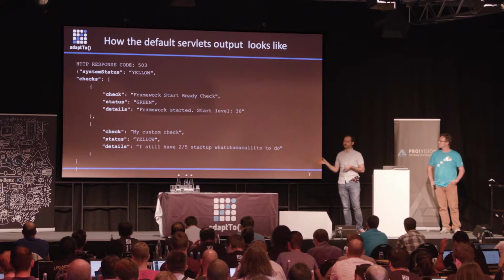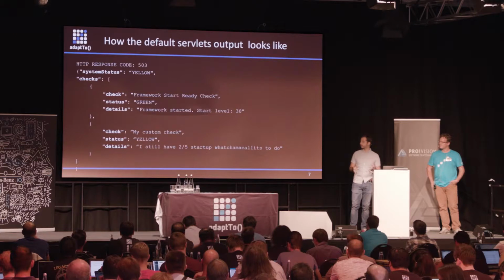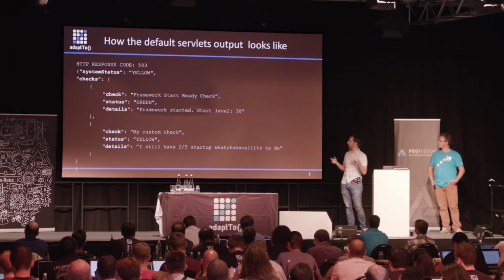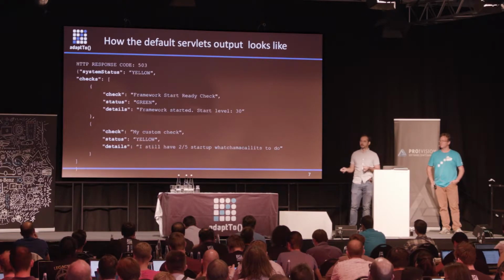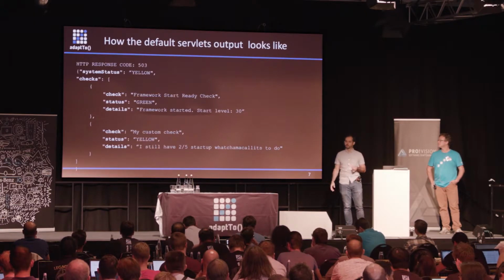So that's green. But then we have another custom check, which means for our application or our deployment, that's not enough. We need to do something after the framework has started, and that particular custom check still has 2 out of 5 things to do, and is reporting yellow. So the overall status is yellow. So Kubernetes, for example, can use that 503 code to see that it's not ready yet, for our own deployment.